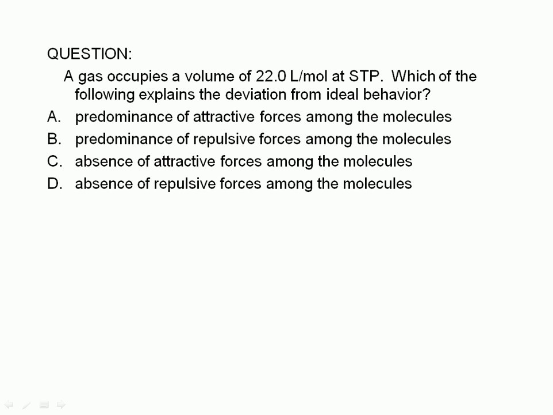A gas occupies a volume of 22.0 liters per mole at STP. Which of the following explains the deviation from ideal behavior? A. Predominance of attractive forces among the molecules. B. Predominance of repulsive forces among the molecules. C. Absence of attractive forces among the molecules. Or D. Absence of repulsive forces among the molecules.